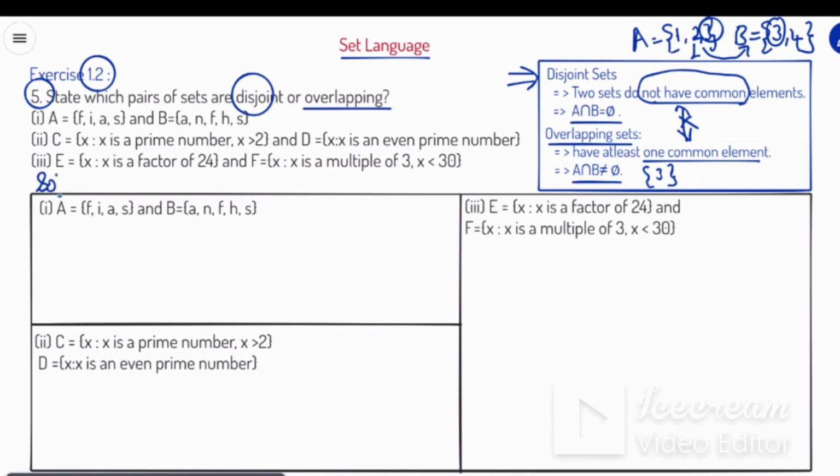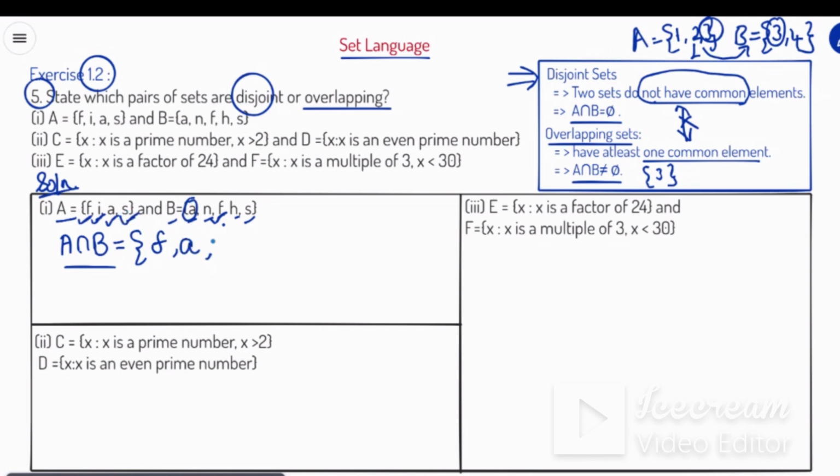Let us write the solutions for this. The first question is set A equals {F, I, A, S}, set B equals {A, N, F, H, S}. First of all, let us try checking whether it has any elements in common, which means A intersection B. F, let's take F. Do we have F here? Yes. So we'll write F here. Then let us check the second one, I. Do we have I here? No. Then let us check A. Do we have A here? Yes. A is there. So we can write A here.